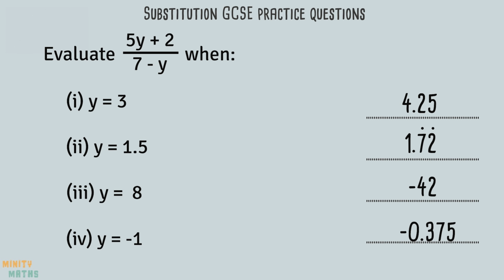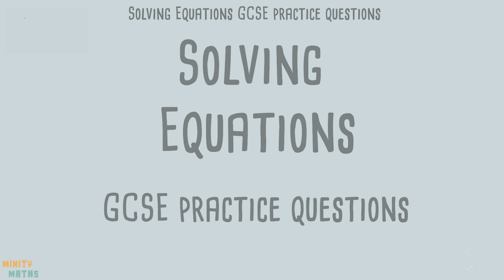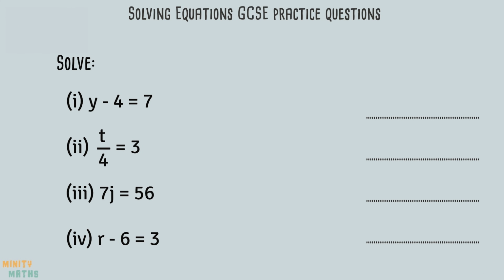Finally, we will go through questions on solving equations. For a refresher on solving equations, see our algebra video linked above and in the description. Let's look at this first set of questions. For question 1, we can add 4 to both sides of the equation to get rid of the minus 4, as we need to get y on its own side of the equals sign. We are left with y equals 11, which has solved the equation.